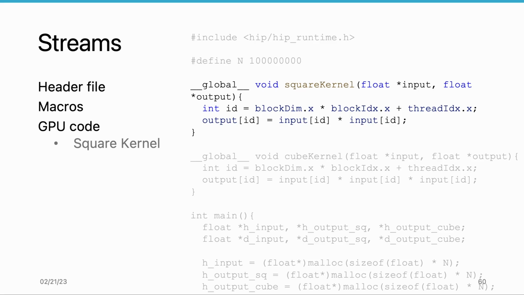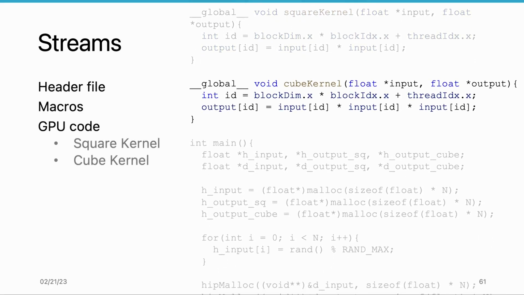The function square kernel takes two input arguments, input and output. Both of these are pointers to arrays of floating point numbers. The first line of the function calculates a thread ID. The next line of the function performs the actual computation, squaring the input value at the current thread ID and storing the result in the output array at the same index.